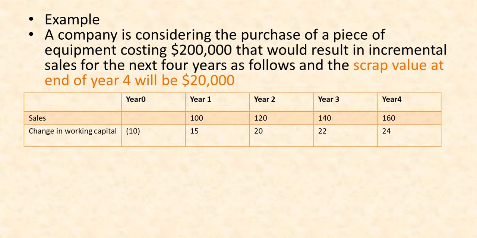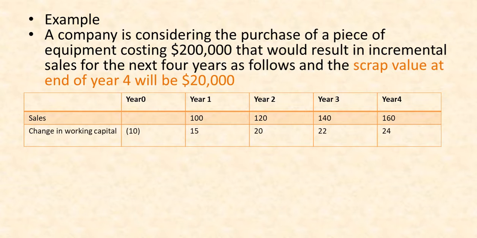The cash outflow will be $200,000. Now I will tell you about the change in working capital later, but right now just ignore it. I will tell you later what it means. So let me repeat it again. The cash outflow for year 0 will be $200,000 and the project duration will be 4 years. And after 4 years we will get $20,000 at the end of year 4. These are the incremental sales which are given to us.